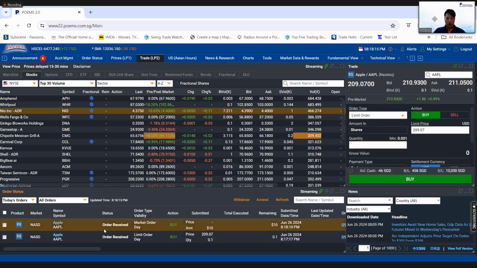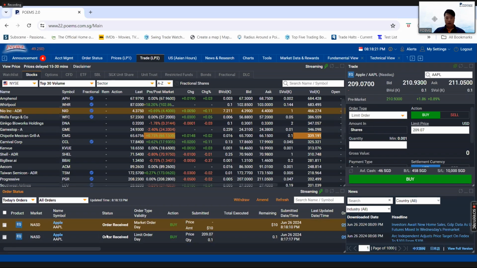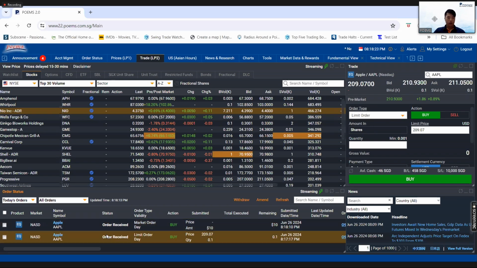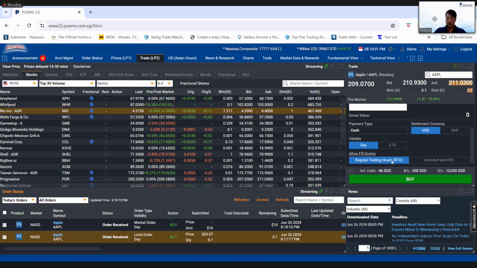So then you are able to place this. You can either place a dollar amount or a fractional share amount, right? So these are the two ways you can place. Do note that for fractional shares, at the moment, we only allow regular trading hours and day order. So we don't allow good till date order or extended hours, right?